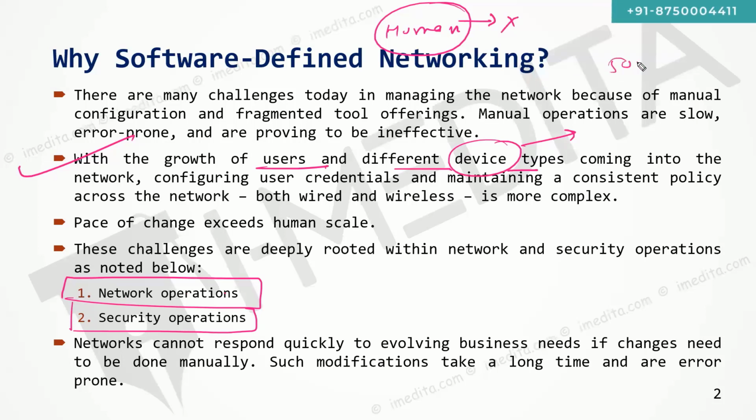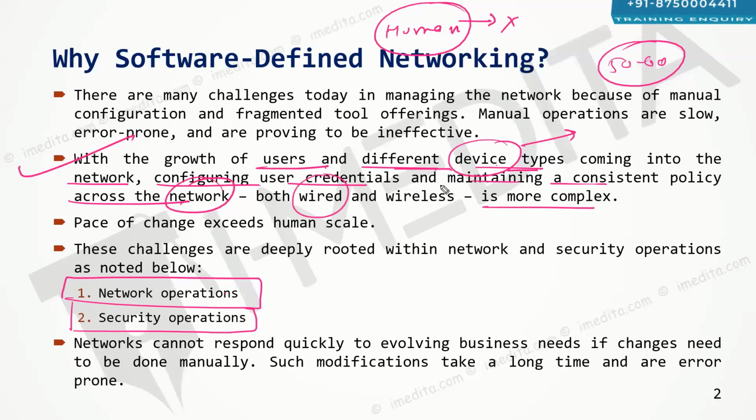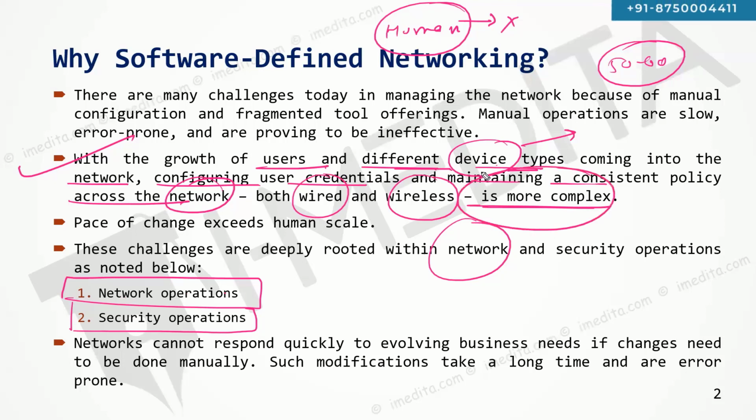So let's say we have deployed 50-60 CCTV cameras, and some IoT appliances and sensors in all our infrastructure. How are we going to manage them? How are those devices going to interact with the network? Nowadays we have different types of devices in the network. Configuring user credentials and maintaining consistent policy across these devices is going to be complex. You need a different policy for the wired user, a different policy for the wireless user, and a different policy for the IoT devices. In short, the pace of change exceeds the human scale. The rate at which changes are happening exceeds the rate at which humans can handle those changes.